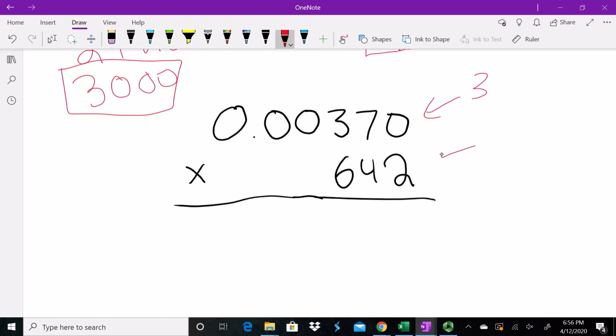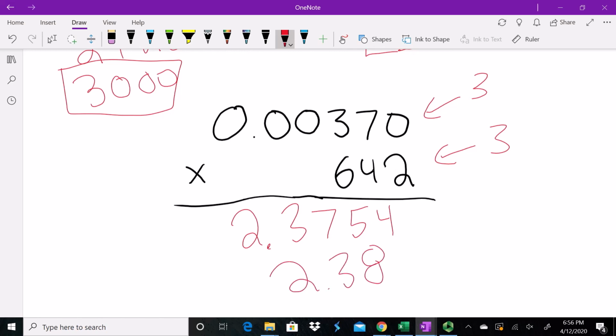3 significant figures, 3 significant figures, 2.3754. That means I need to cut these numbers off here, but since this is 5, I'm going to round my 7 up. And that's how to use significant figures when we are doing our math operations.